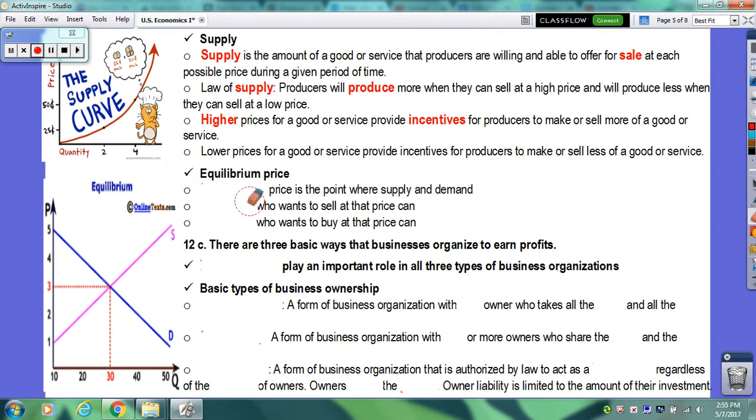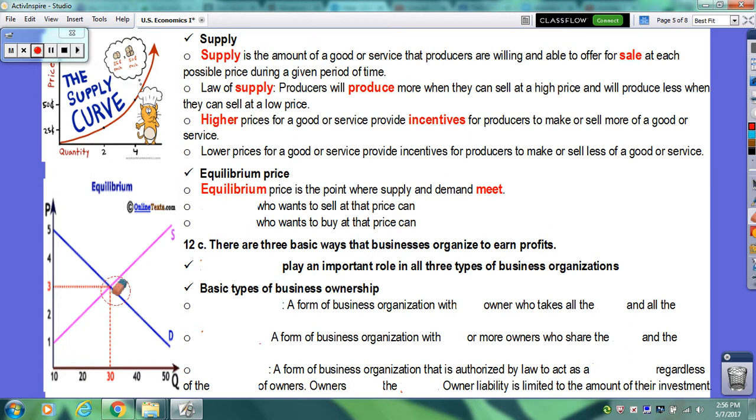Equilibrium price. So equilibrium price is the point where supply and demand are going to meet. Looking at this graphic on the bottom left side, we have our supply line, which is the pink line. We have our D line, which is the blue line, and that's demand. In the middle, there's an intersection point, and that intersection point is equilibrium.